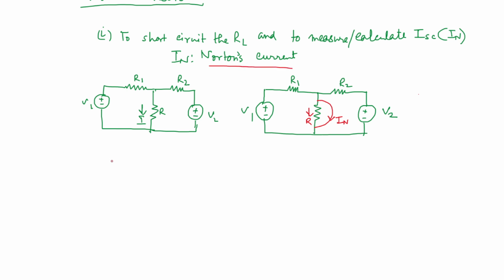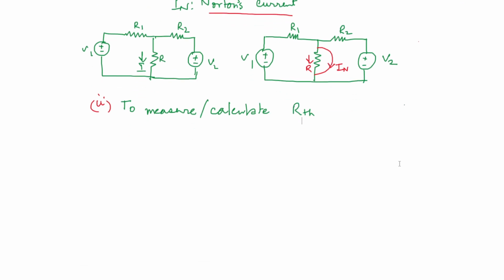The second step is the same as Thevenin's theorem, that is to calculate or measure RTH. It is the same. Now with respect to this problem, as already discussed, RTH is equal to R1 parallel R2. It is already discussed in Thevenin's theorem.